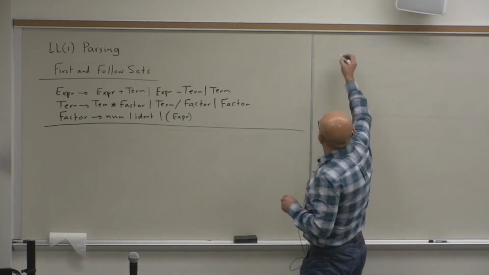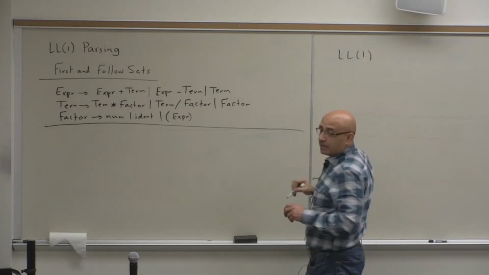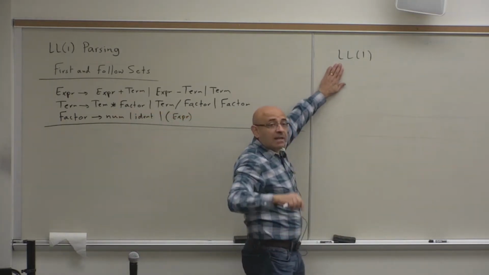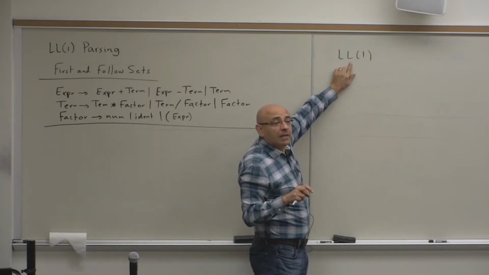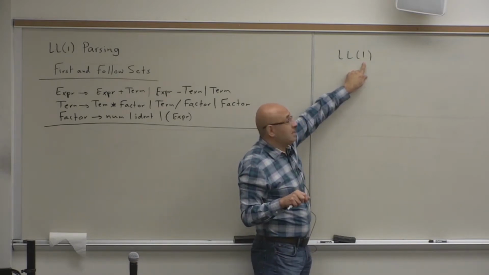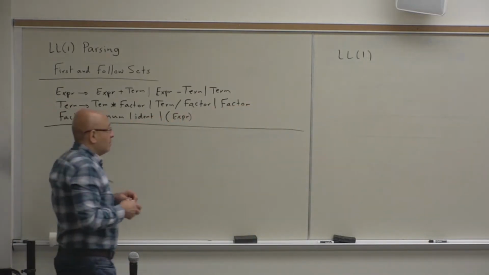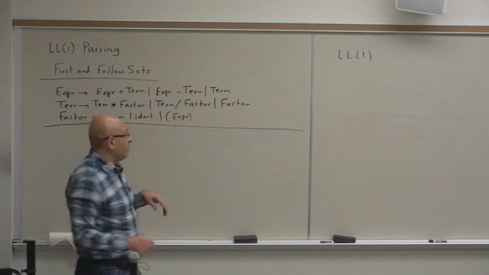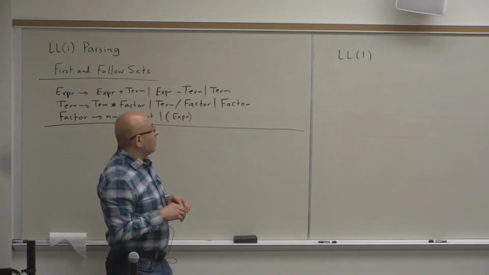So when we say LL1, what do we mean by LL1? The first L is we scan the string from left to right. The second L, leftmost derivation, and one is one symbol of look ahead. Okay, because there are parsing algorithms that have more than one symbol of look ahead. In theory you can have anything, but in practice there is a limited number of symbols of look ahead.